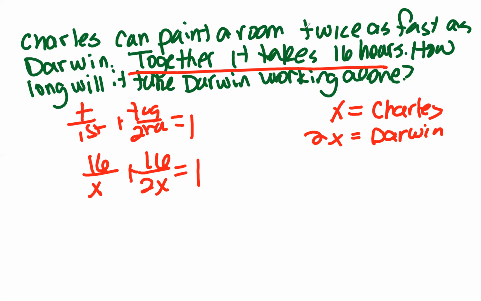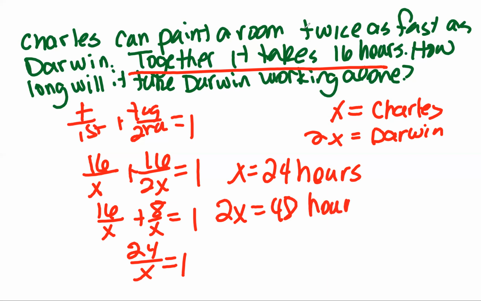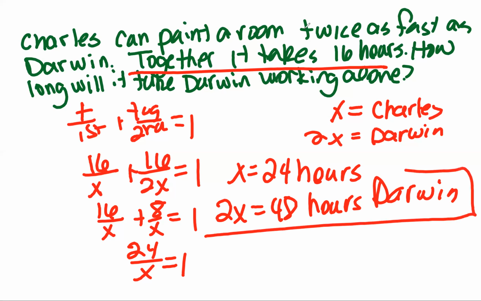I can make this nice and easy and go, well, 16 over x plus 8 over x is equal to 1, because I can reduce the fraction out. The denominators are the same, so I can add them. 24 over x equals 1, so x is equal to 24. So Charles is going to take 24 hours. 2x is going to be 48 hours, which is how long it's going to take Darwin. So be careful with it if it says something about twice as long.